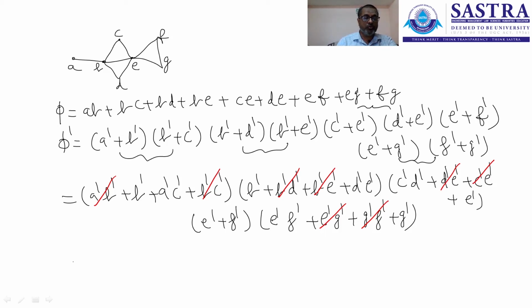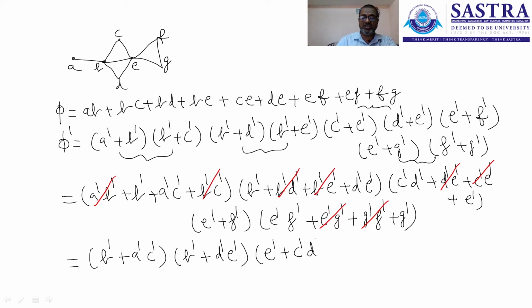Now let me again write down the remaining terms. I have B dash plus A dash C dash. The second term would give you B dash plus D dash E dash. The third term would give you E dash plus C dash D dash. Fourth one would give you E dash plus F dash. Last one would give you G dash plus E dash F dash.